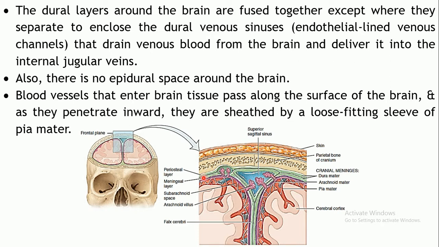Okay, so these two layers of dura mater are fused together in most of the areas, except at certain areas wherein they separate to enclose the venous sinuses, the dural venous sinuses. Remember the sinuses, it's a type of capillary, right? Endothelial lined venous channels which drain the venous blood, that is, the deoxygenated blood is drained by these sinuses from the brain, and it is delivered into the internal jugular vein, which will convey it towards the heart.